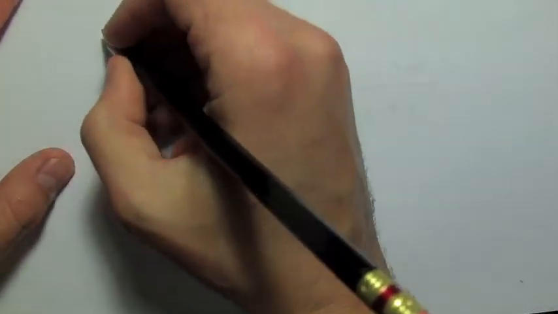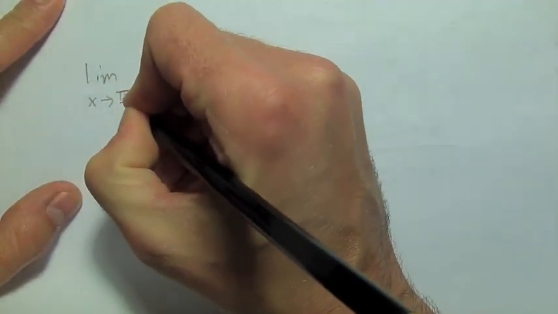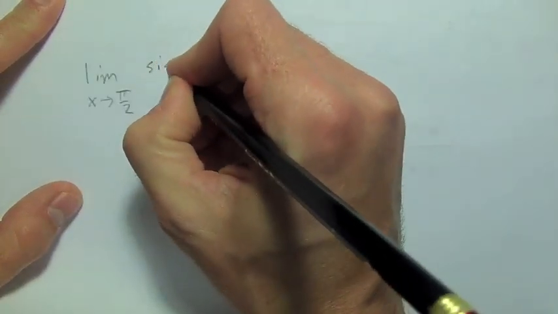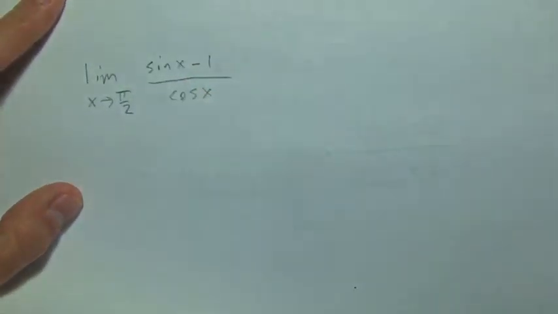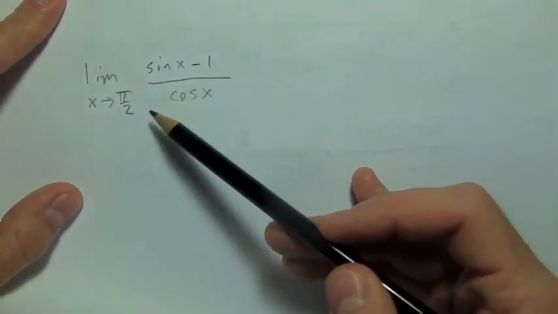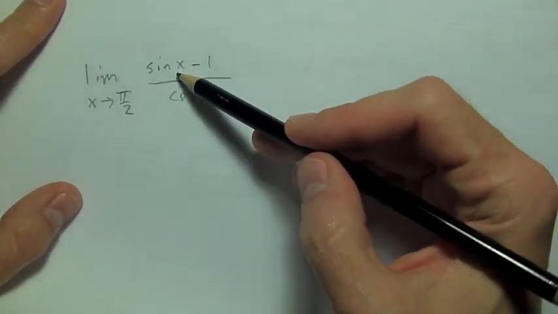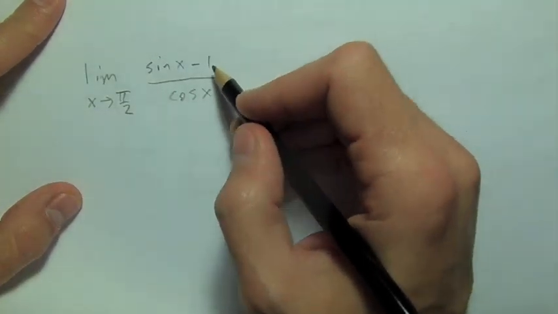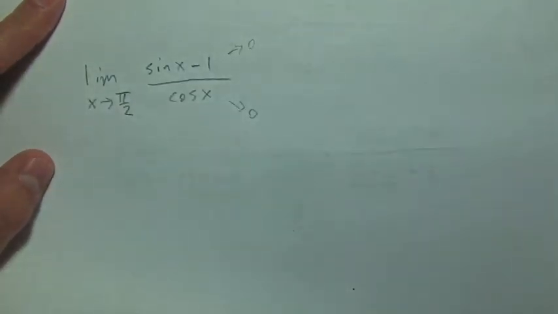Say for example, this limit. Write it where you can see it. The limit as x goes to pi over 2 of sine x minus 1 over cosine x. Here's a case where I can't just plug in the value, because when I do, cosine of pi over 2 is 0, sine of pi over 2 is 1, so we end up getting 0 over 0. One thing you can do is write the arrows like that if that helps.